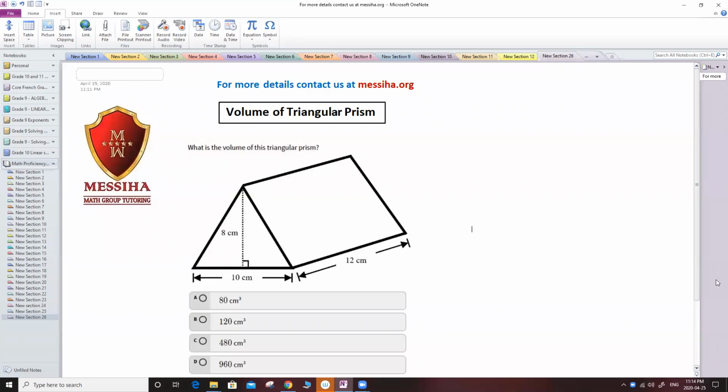Hi dear teachers, here we're going to talk about the volume of a triangular prism. What is the volume of this triangular prism? We have all the dimensions and we have the four choices.